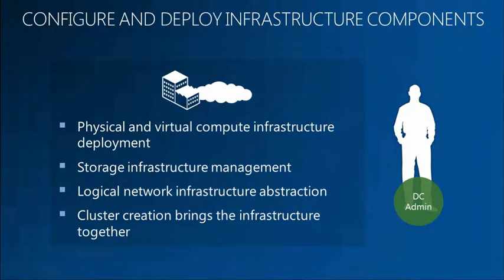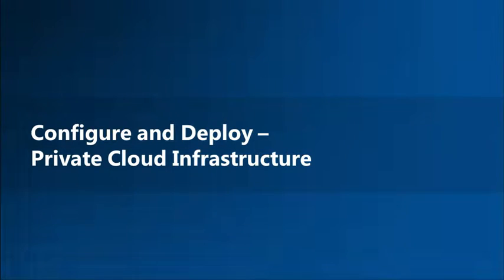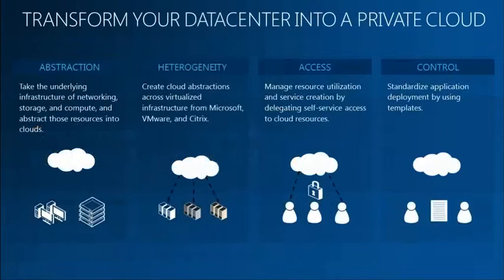So we talked about in the configure and deploy the infrastructure components, how I manage my physical and virtual compute infrastructure to deploy a bare metal deployment of an OS and to add those nodes inside of VMM. The storage management we talked about, the network abstractions through the logical networking, and then using cluster brings it together to now have that foundation to create a private cloud. So now we're going to talk about what do I do once I have these clusters created, whether they're a Hyper-V cluster or maybe I have a VMware cluster that's already out there. How can I do things with that to make my life easier? And that's where using things like abstraction allows me to create this cloud abstraction of those physical resources.